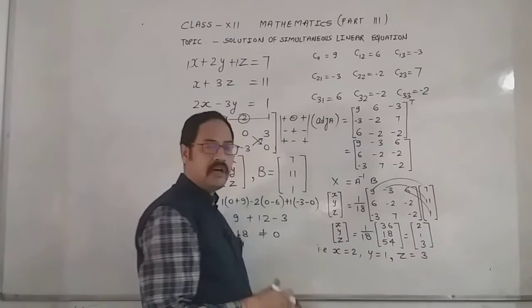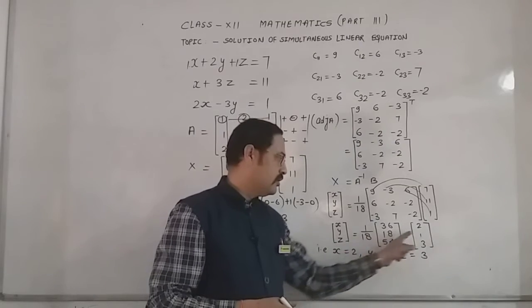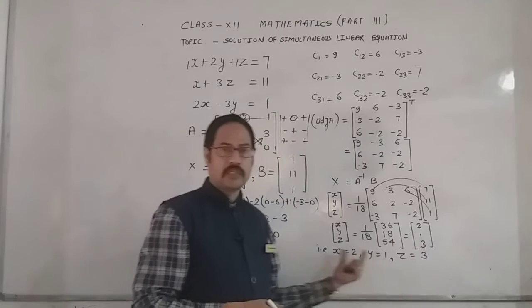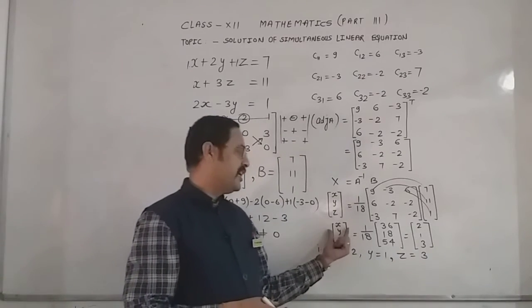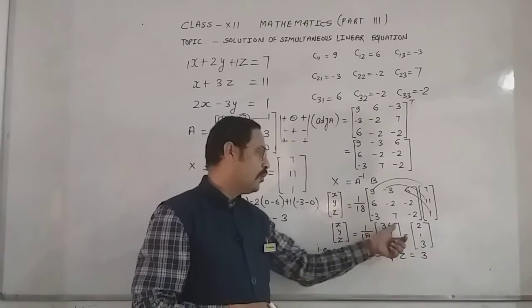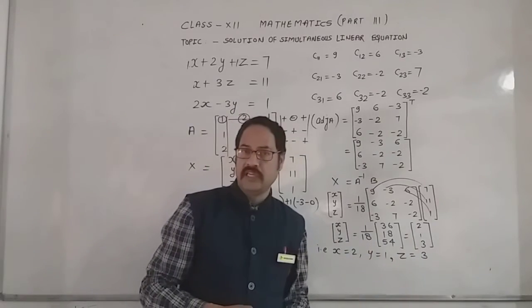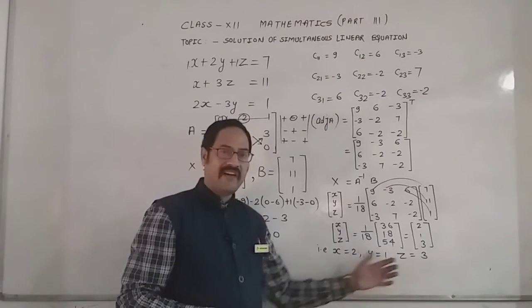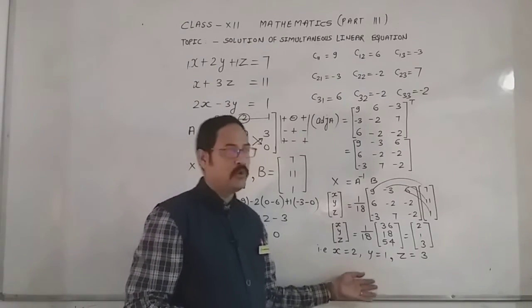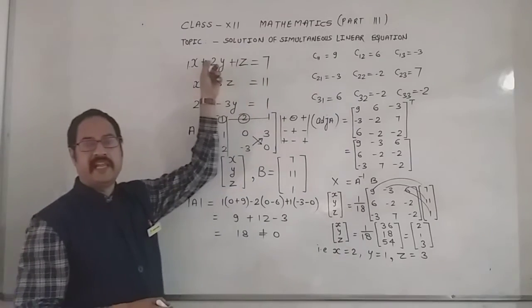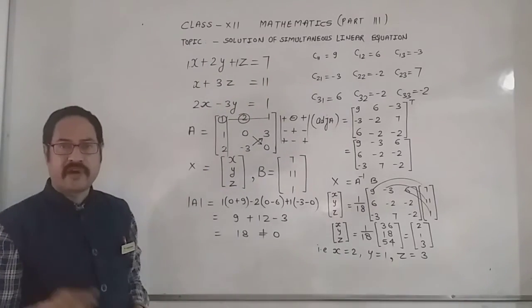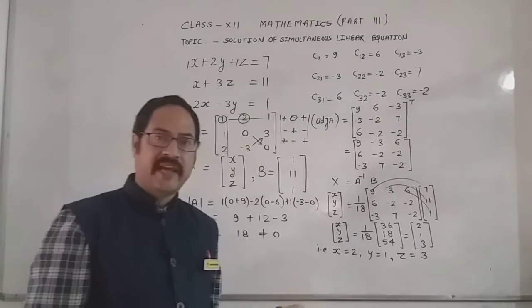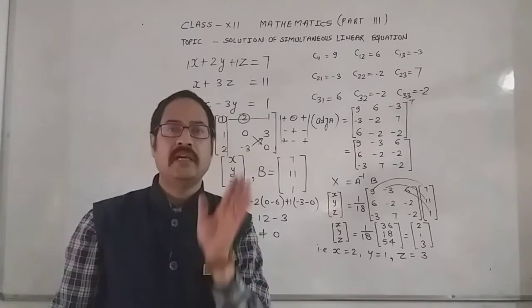Now divide by 18. We get 2, 1, 3. You know that if two matrices are equal, then corresponding elements are equal. Therefore, x is equal to 2, y is equal to 1 and z is equal to 3 is our required solution. But I have already told you that after getting the values of x, y and z, put the values in any one of the equations and check whether they are satisfied or not. If they satisfy, then your answer is correct.